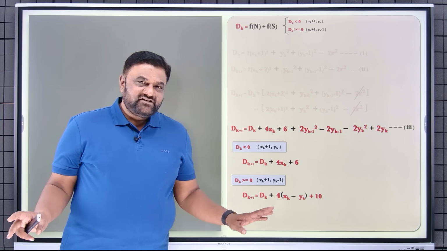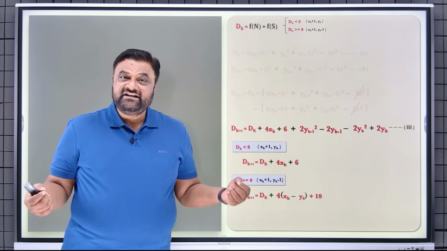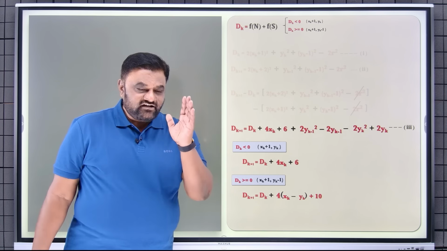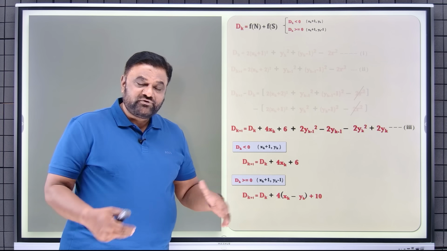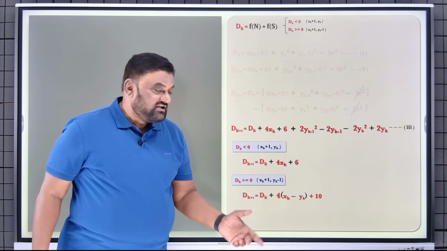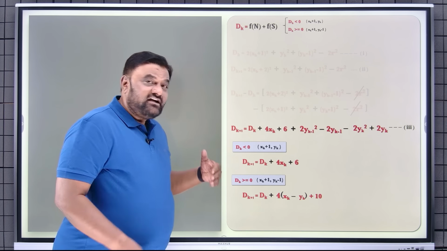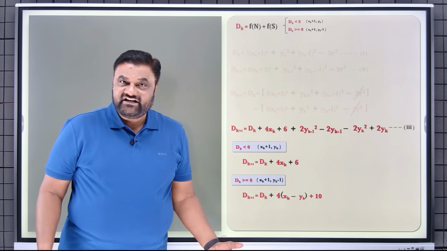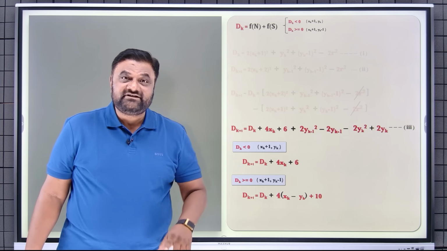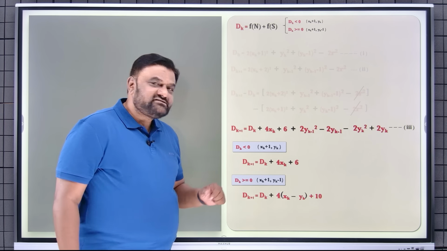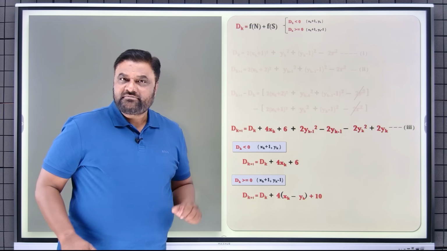So a lot of simplifications were done. Finally, we are with a simple equation that says if the current decision variable is negative, to get the next decision variable, you add 4xk plus 6. And how to get the next decision variable if current decision variable is greater than or equal to 0? Like this. So these are the formulas.